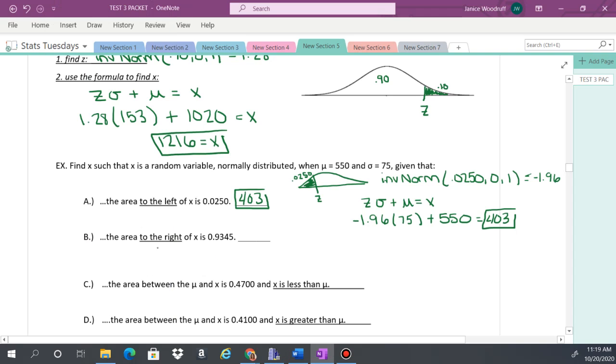So like, for example, example B, you have the area to the right is 0.9345. So you still have to find the area to the left. So right is this way, 0.9345.